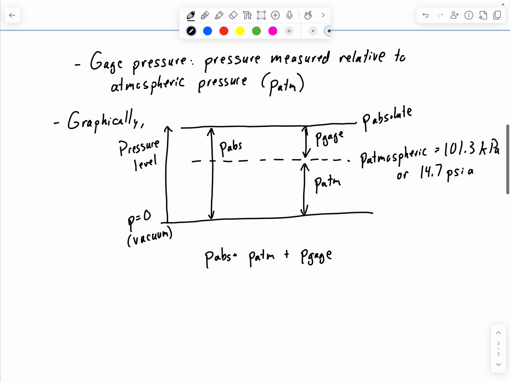Often in fluid mechanics, we'll work in gauge pressure. We'll just assume that there's a constant atmospheric pressure, and we won't need to really take that into consideration, so we can just work in gauge pressure. But it's easy to get these mixed up, so you have to be very clear about what you're working with.